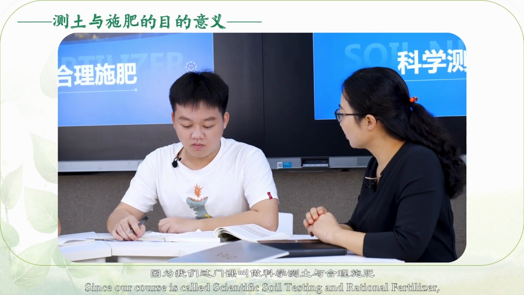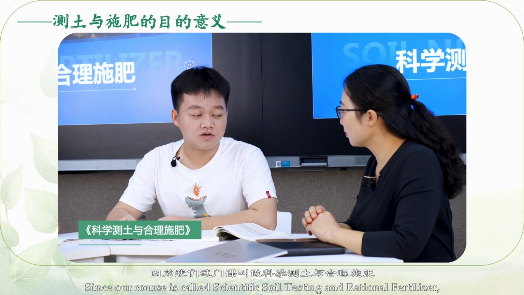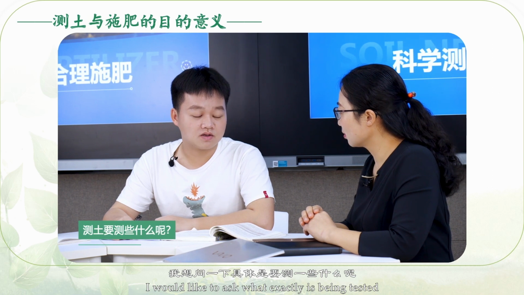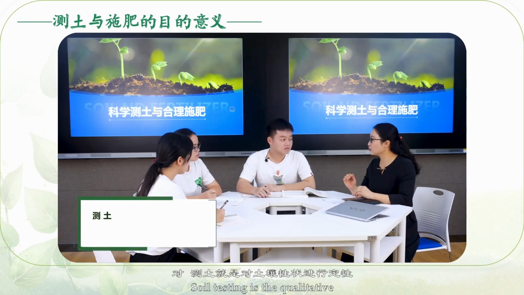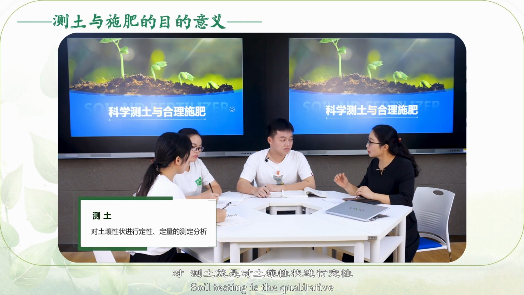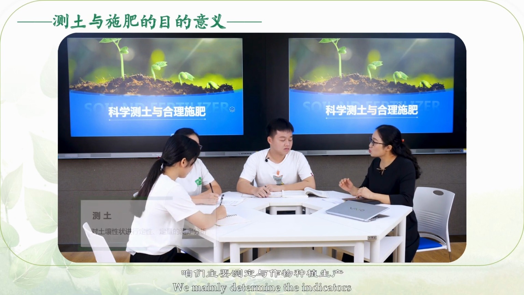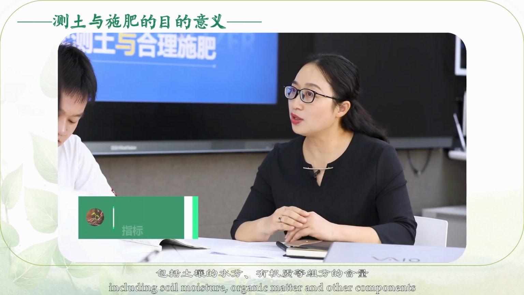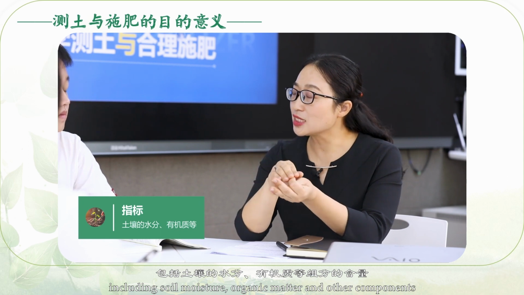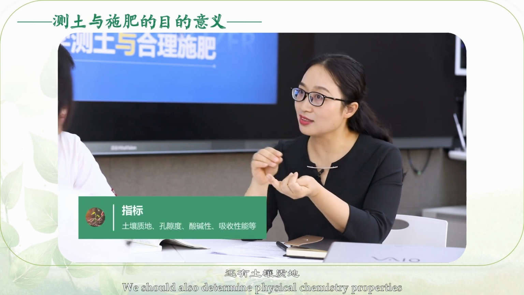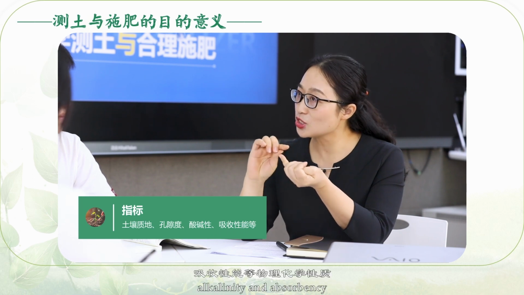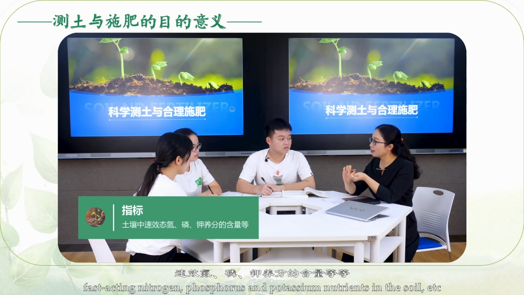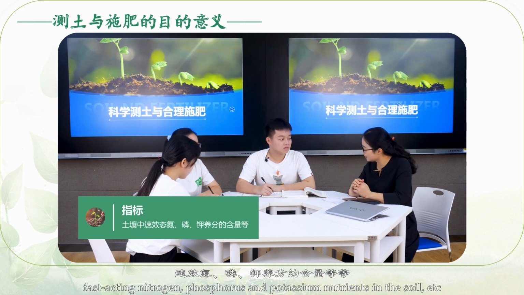Yes, since our course is called Scientific Soil Testing and Rational Fertilizer, I think the soil testing is to determine the soil. I would like to ask, what exactly is being tested? Soil testing is a qualitative and quantitative measurement and analysis of soil properties. We mainly determine the indicators that are closely related to the relationship between crop planting and production, including soil moisture, organic matter, and other components. We should also determine physical chemistry properties, such as soil texture, porosity, acidity, alkalinity, and absorbency. Other than that, we also determine the content of fast-acting nitrogen, phosphorus, and potassium nutrients in the soil, and etc.